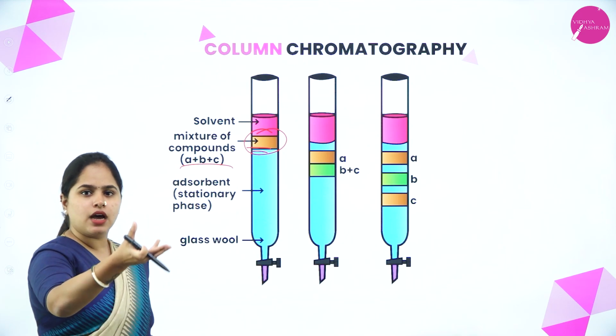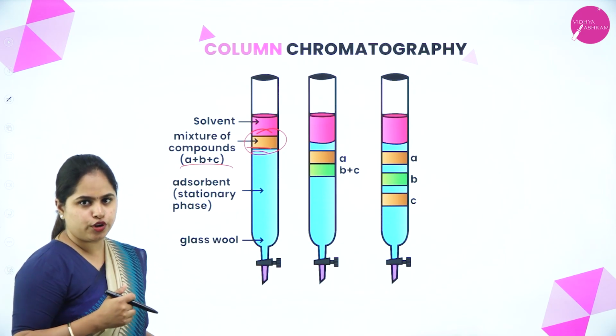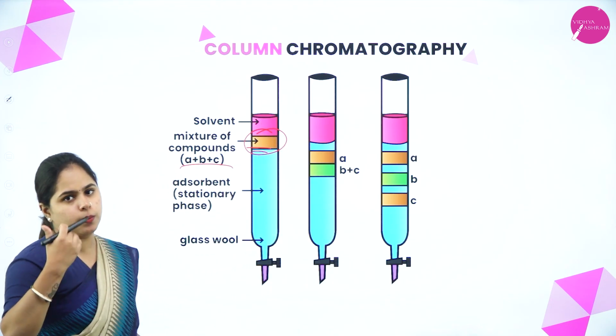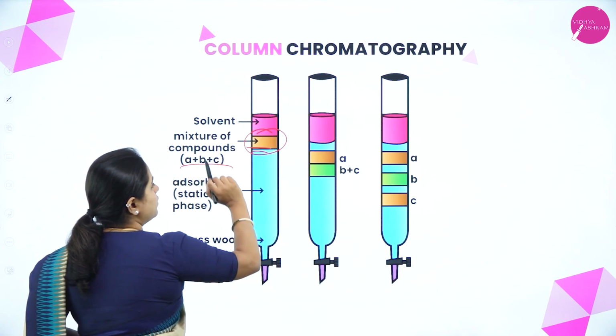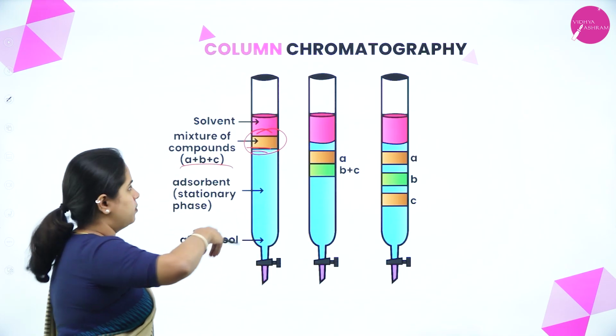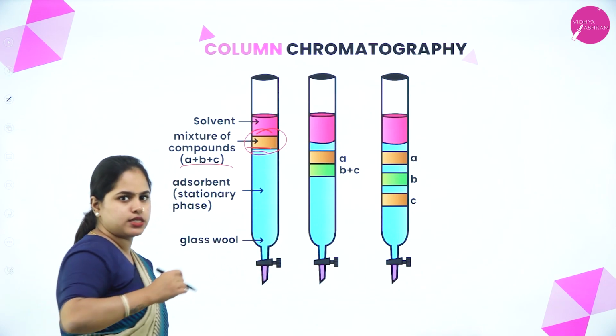Right? So that is our organic compound which we have to purify. Now, through the column, we pass a suitable solvent. So as you can see, the solvent is here. Now it is passed from the top of the column. So now what happens? It will flow in this direction.